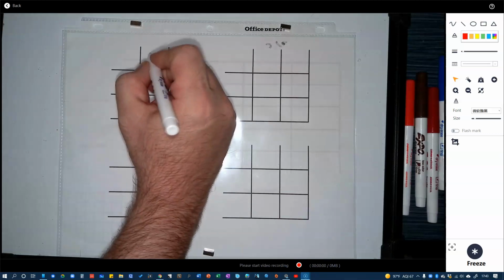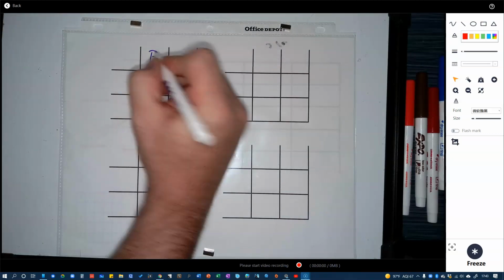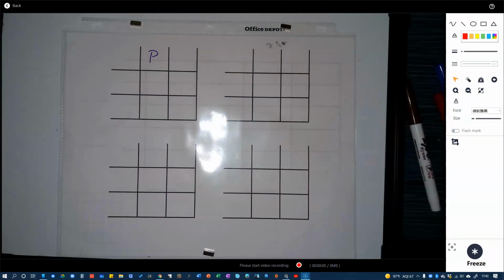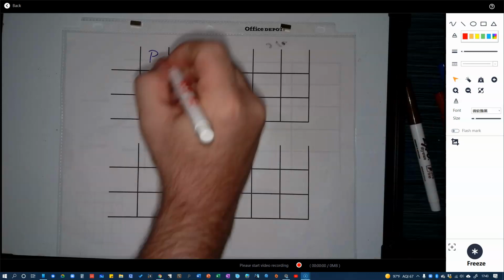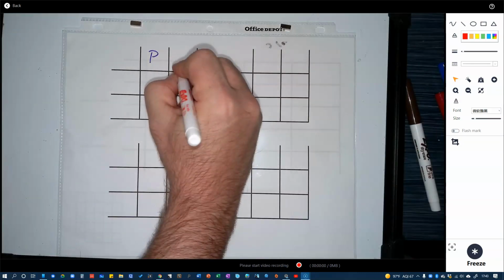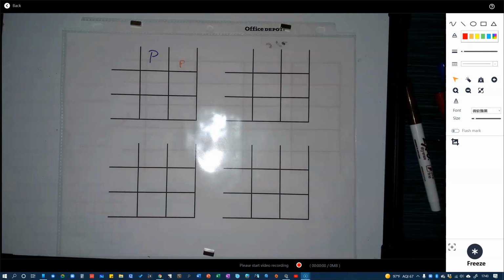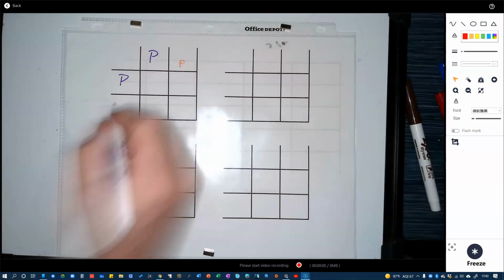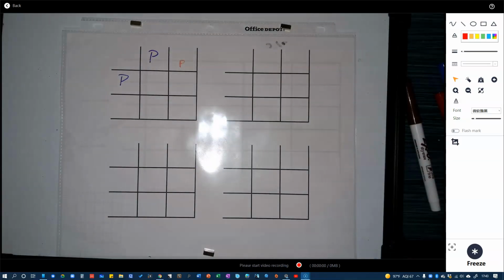So let's say you have one parent who is purple for their phenotype, but their genotype is mixed. They're heterozygous. And let's say both parents are heterozygous like this.